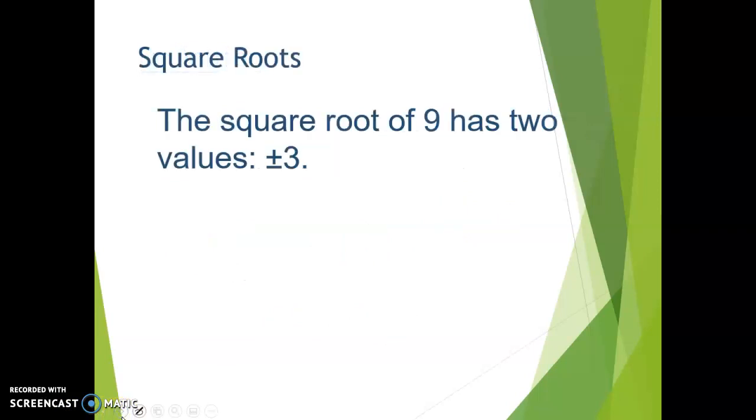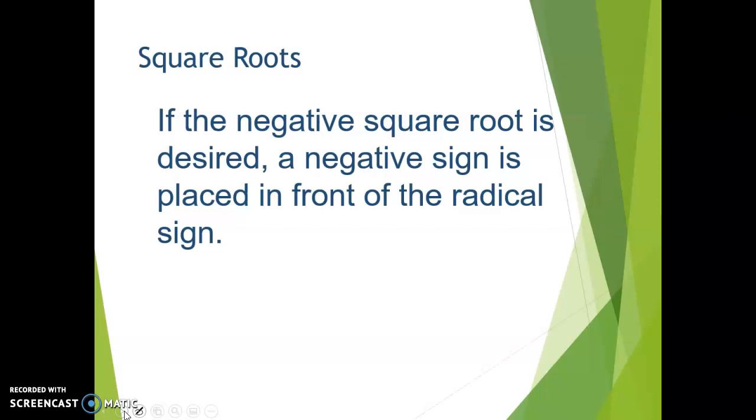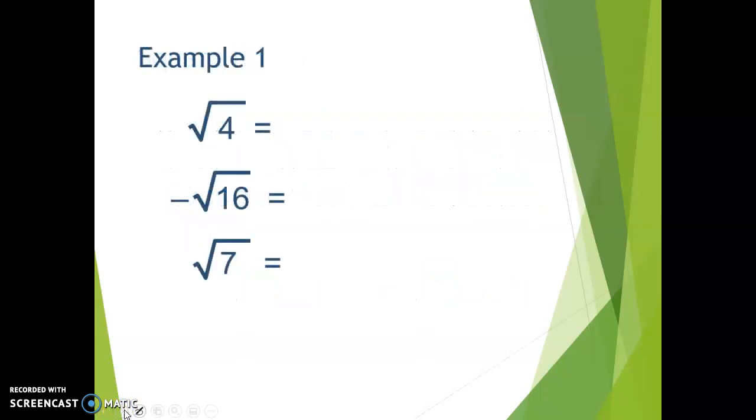The square root of 9 has 2 values. We already talked about this. Every square root has a positive and negative value, so plus or minus 3. To avoid any confusion, we use the radical sign to indicate the principal root. Basically, we want to know the positive square root. If the negative square root is desired, a negative sign is placed in front of the radical sign. So this is our principal root, or a positive square root. And if we want the negative, then we put a negative in front of the radical sign. I want the negative square root of 9, so negative 3.